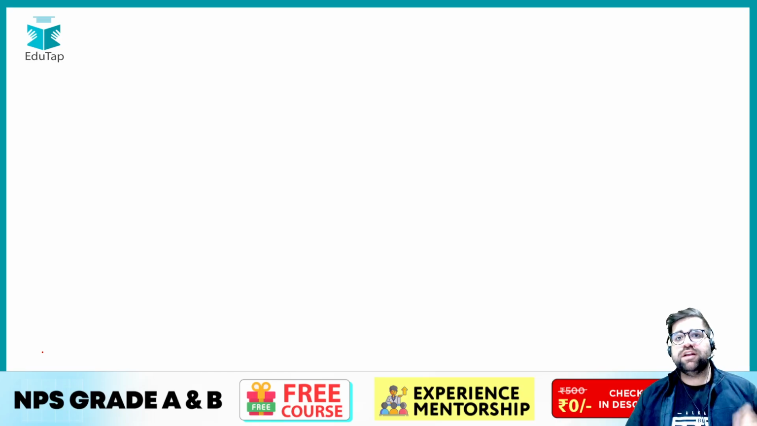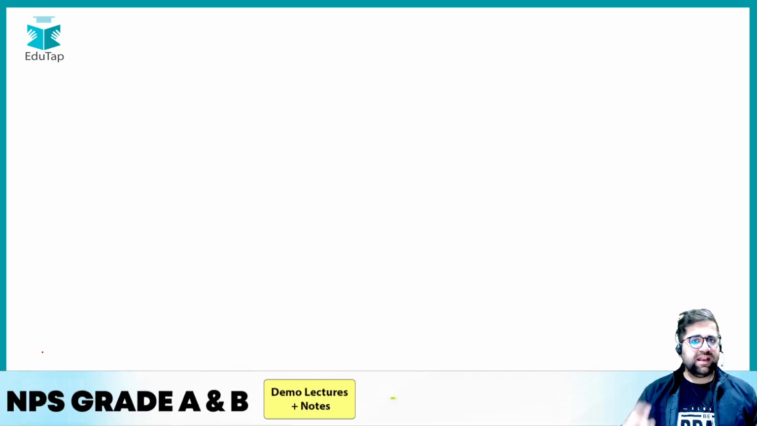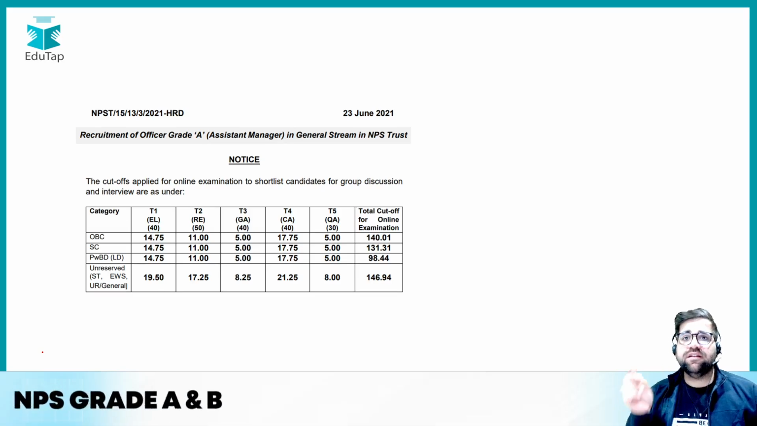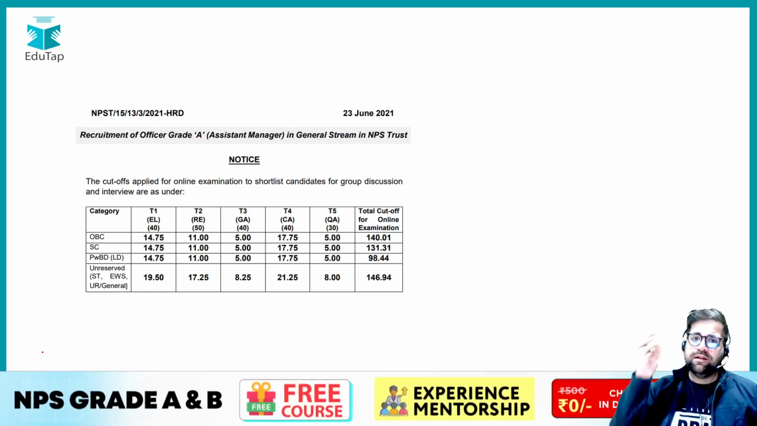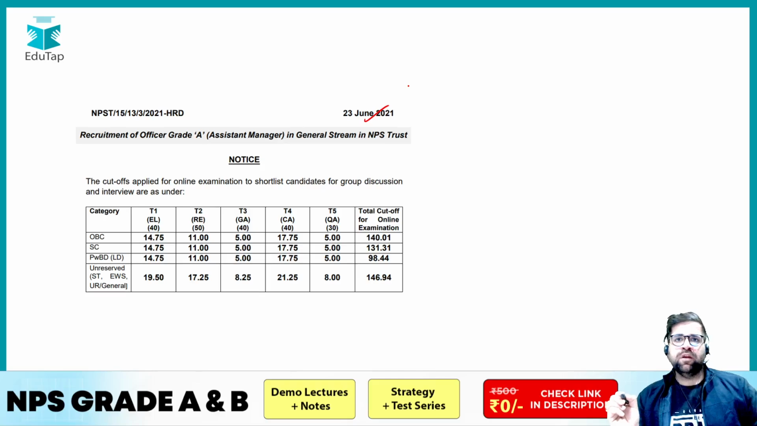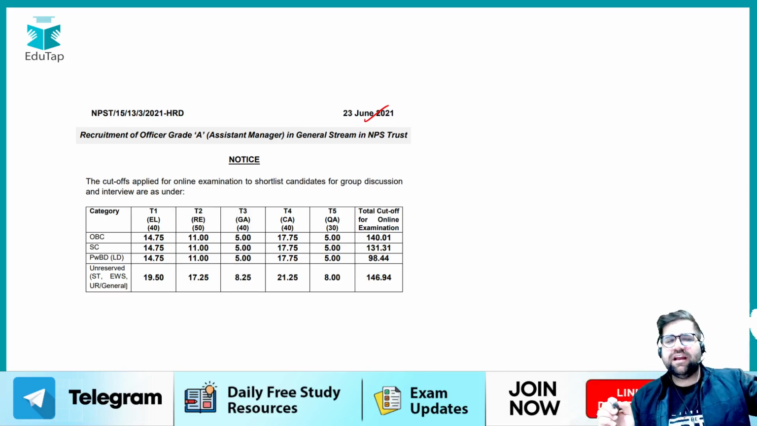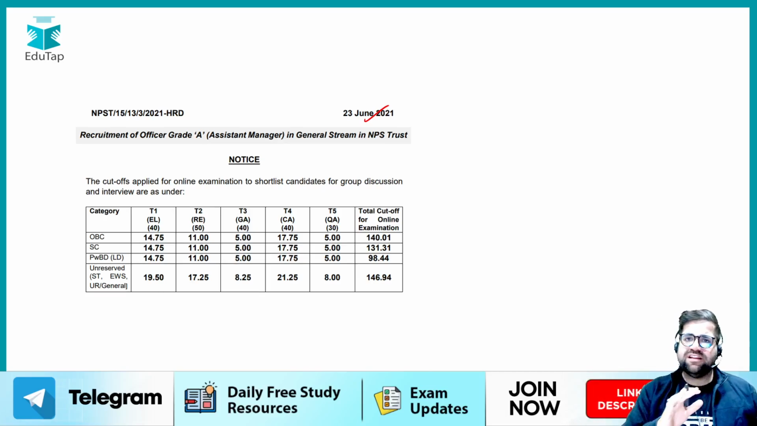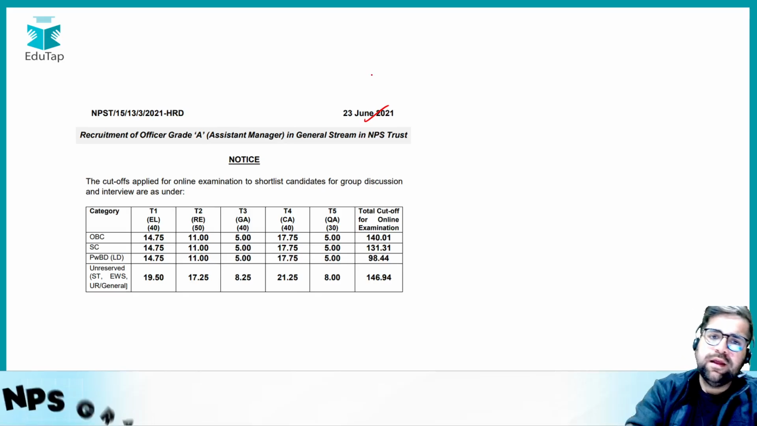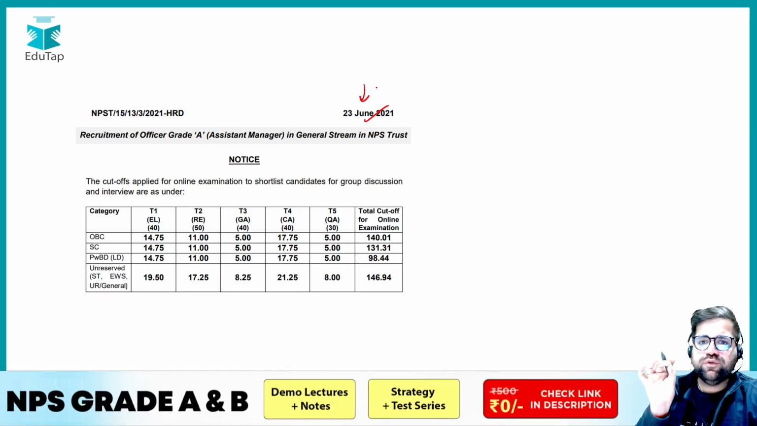Now, once it comes to the cutoff of Grade A and Grade B, we all know that Grade A and Grade B will have the same exam, which is on the 25th of Feb. So first let's analyze the cutoff of Grade A. The last Grade A cutoff was released on 23rd June 2021. So the last Grade A recruitment in NPS happened in the year 2021, and then phase 1 took place. This exact screenshot, which I have taken from the NPS website, shows the cutoffs were announced on 23rd of June 2021.